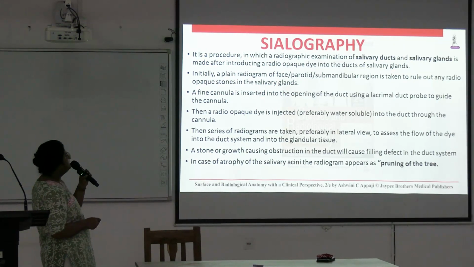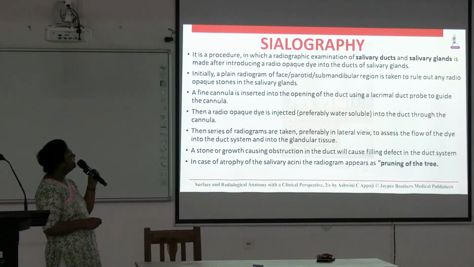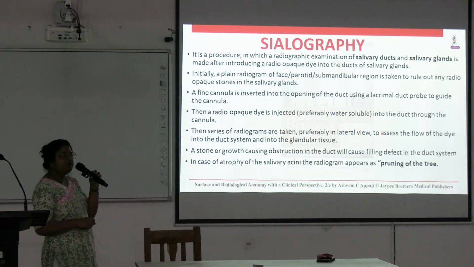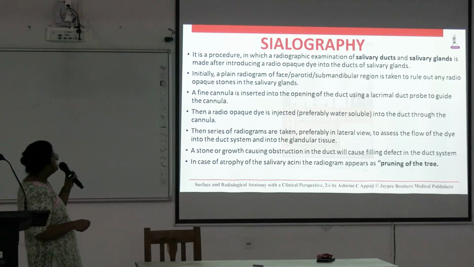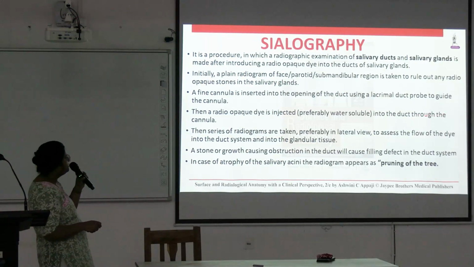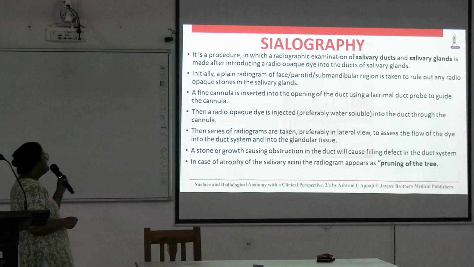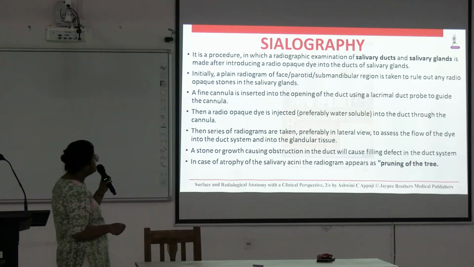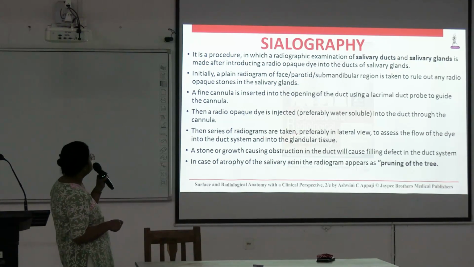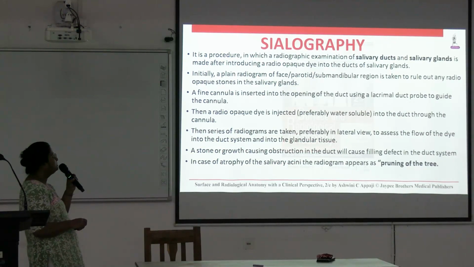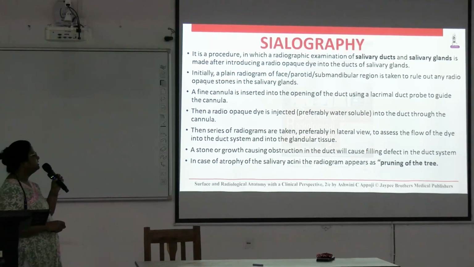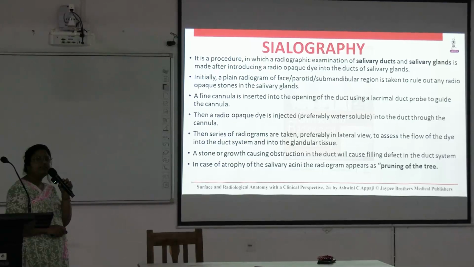Then a fine cannula is inserted into the opening of the duct, using a lacrimal duct probe to guide the cannula, and then the radiopaque dye, preferably water soluble dye, is injected into the duct through the cannula. Then a series of radiograms are taken, preferably in lateral view, to assess the flow of the dye into the duct system and into the glandular tissue. A stone or growth causing obstruction in the duct will cause a filling defect in the duct system.